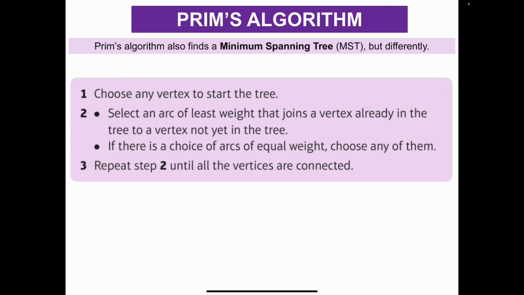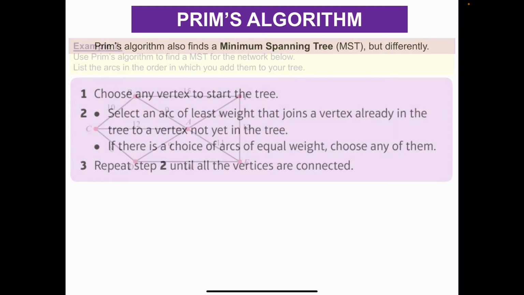After you choose the vertex that you start your tree with, you select an arc of the least weight that joins a vertex already in the tree to a vertex that is not in the tree yet. And obviously, if you have a choice of two arcs or two edges of the same weight, then you can choose any. So let's look at how it works, because you need to repeat these steps until all of the vertices are connected.